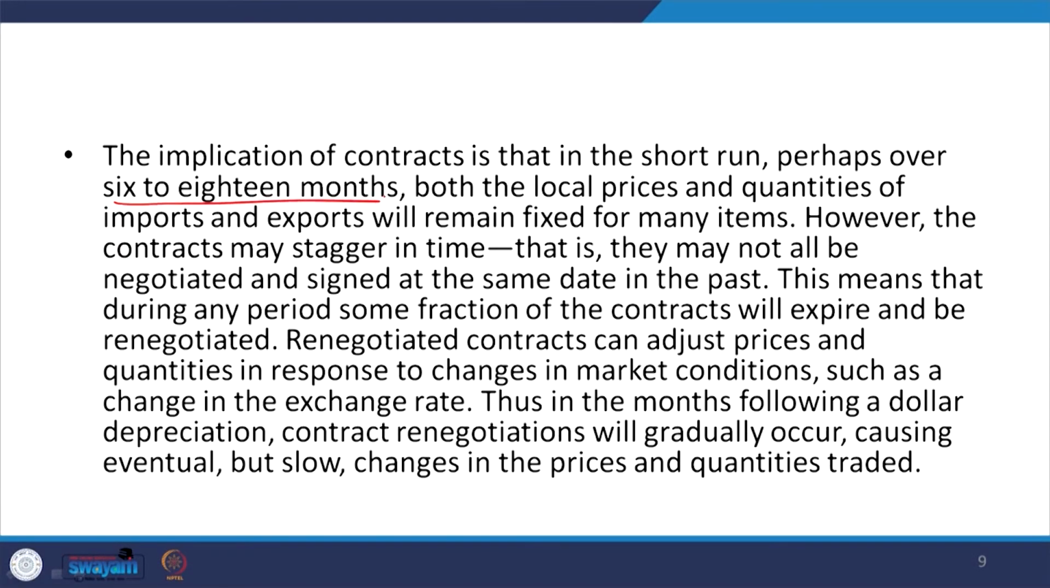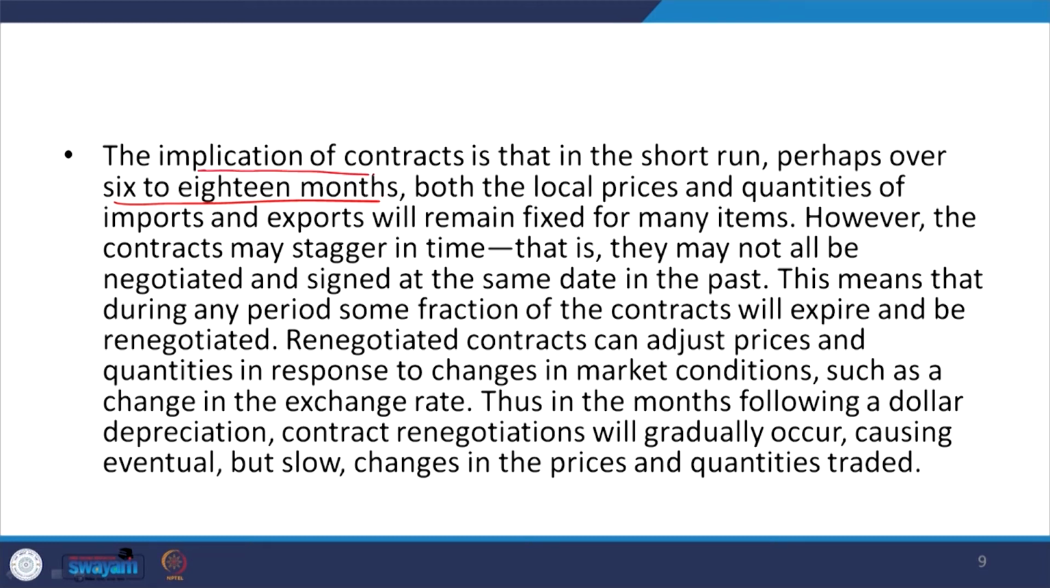What we wanted to mention is that in these cases, the J curve pattern may be violated and may not respond correctly as per the explanation we have made. It is a long passage I am deliberately reading out so that the most important point is not missed. The implication of contracts is that in the short run, perhaps over 6 to 18 months according to some authors, both the local prices and quantities of imports and exports will remain fixed for many items, as per the contracts.